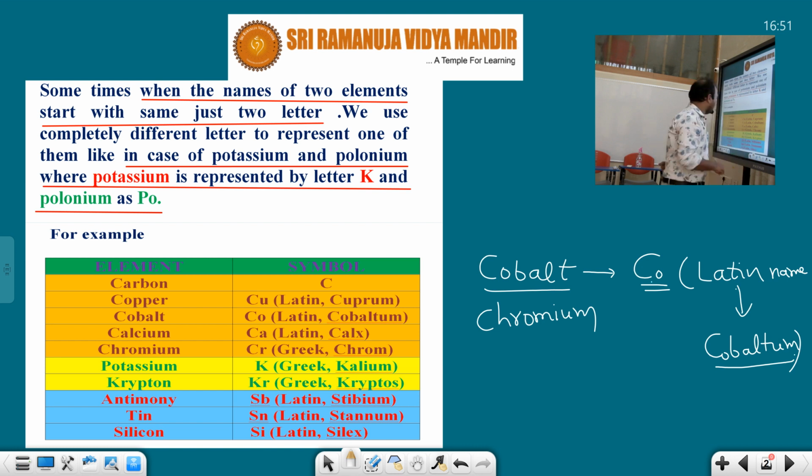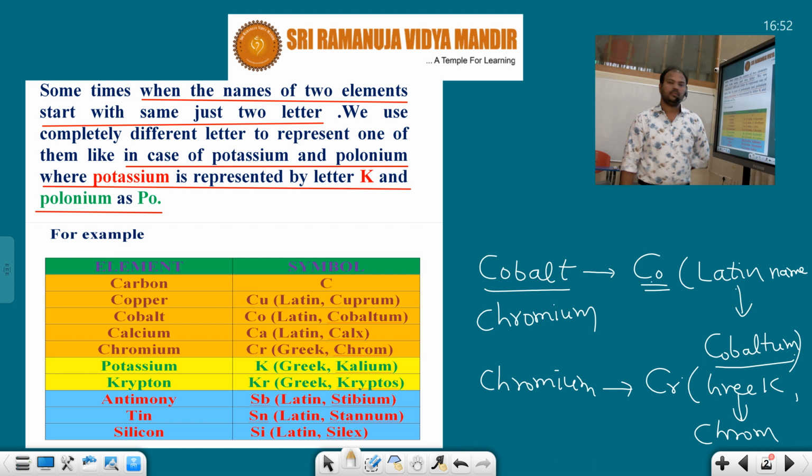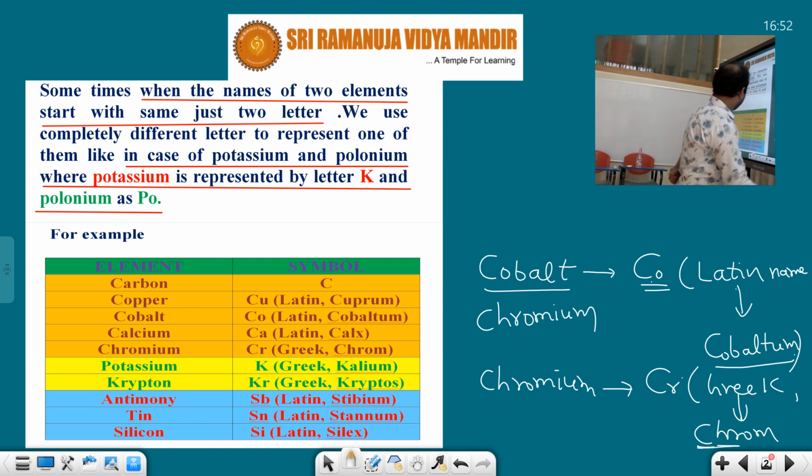And if you take the element chromium, this is Cr. Actually, this is derived from the Greek word chrome. So chromium, Cr. You should take either the second letter or the prominent letter. Here C, after that H will be there. After that, the third letter R will be there.